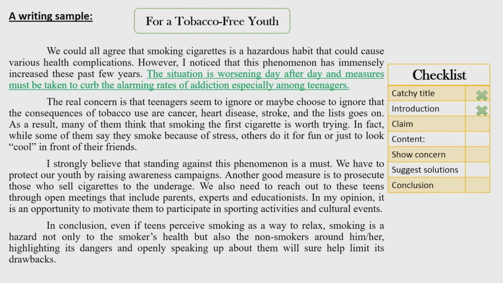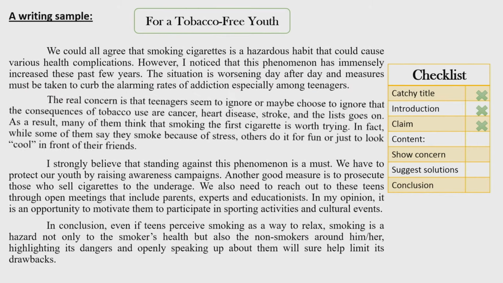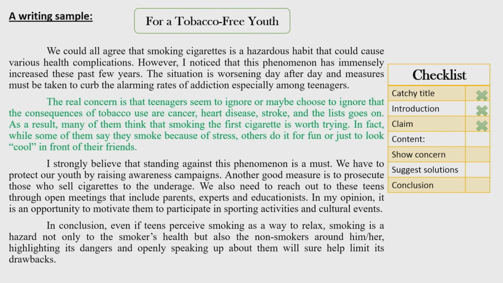Here it is. The situation is worsening day after day, and measures must be taken to curb the alarming rates of addiction, especially among teenagers. Let's move on to the content. We notice that the content consists of two paragraphs. Does your friend show his concern? Yes, he does. He starts with a very clear topic sentence here. The real concern is that teenagers seem to ignore or maybe choose to ignore that the consequences of tobacco use are cancer, etc.